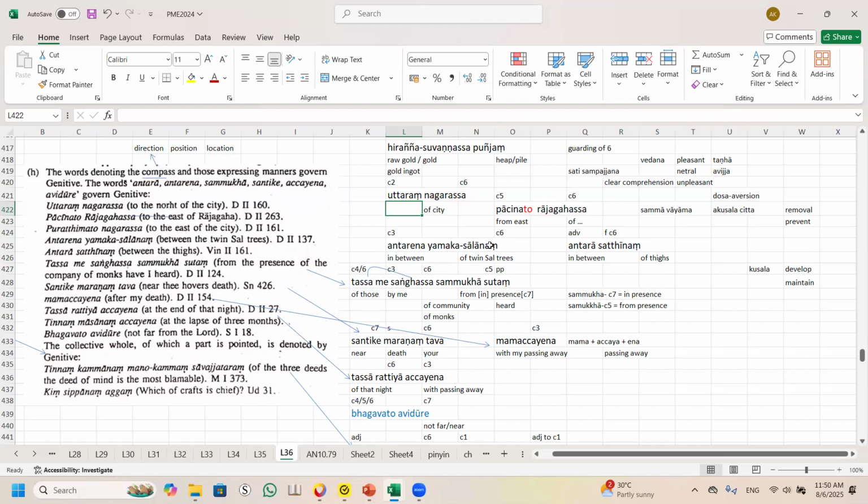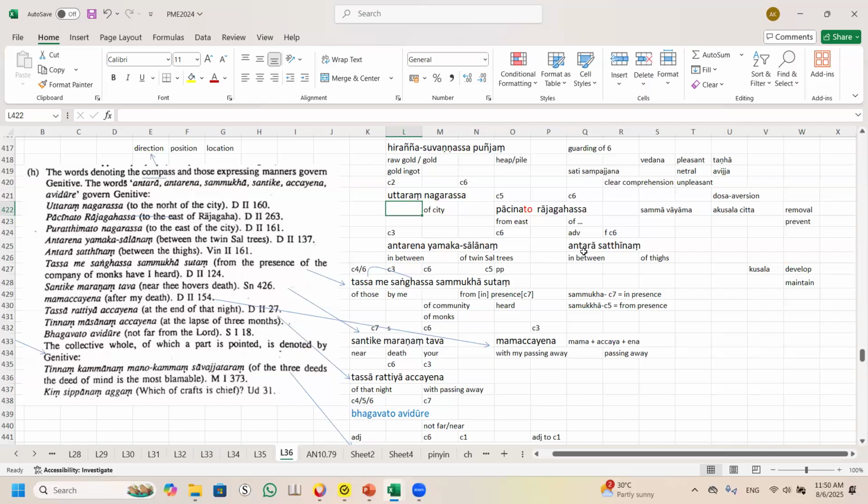Okay. Then this one you can see here. This is a sala tree. Can you see the word Anang? Anang means of. This Yamaka is twin. You have to reverse this: of twin sala tree. Here is Antarena. That means this is instrumental, meaning in between the twin sala trees. So this is how you translate.